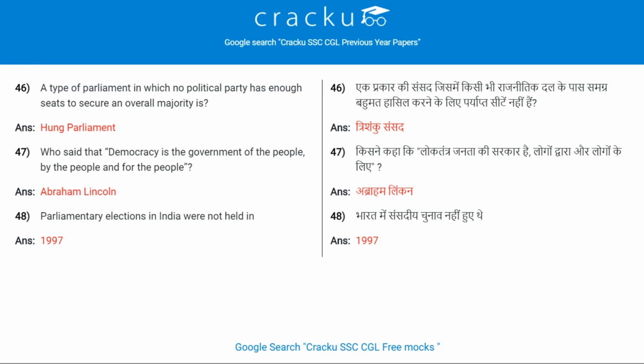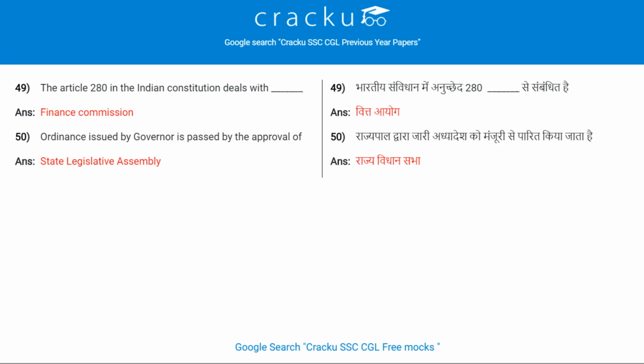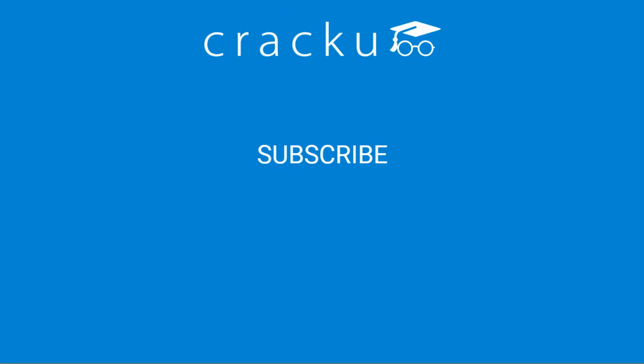Parliamentary elections in India were not held in 1997. The Article 280 in the Indian Constitution deals with Finance Commission. Ordinance issued by Governor is passed by the approval of State Legislative Assembly.